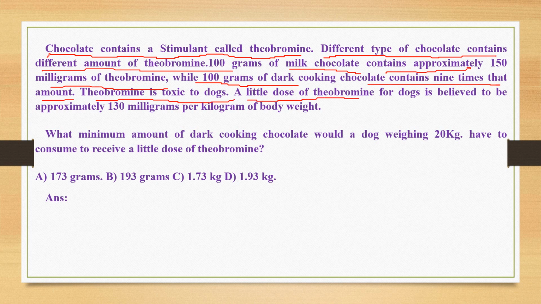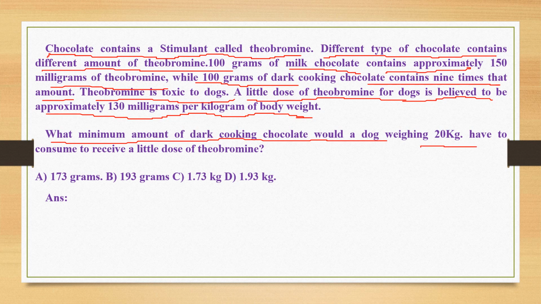A lethal dose of theobromine for dogs is believed to be approximately 130 milligrams per kilogram of body weight. What is the minimum amount of dark cooking chocolate a dog weighing 20 kg would have to consume to receive a lethal dose of theobromine? Okay, I'll calculate now. Here it is given in the problem.